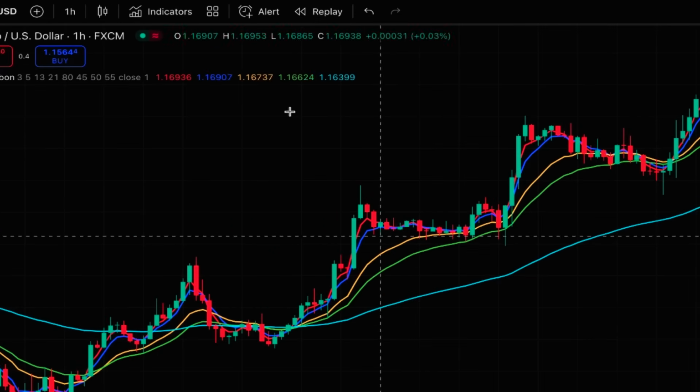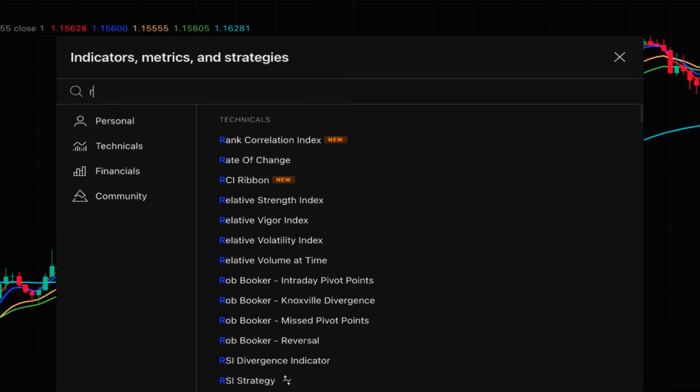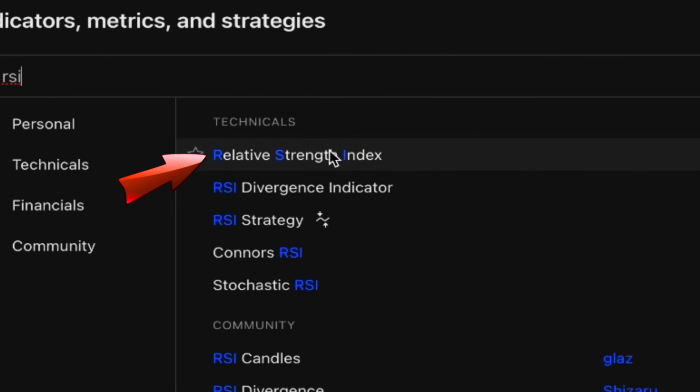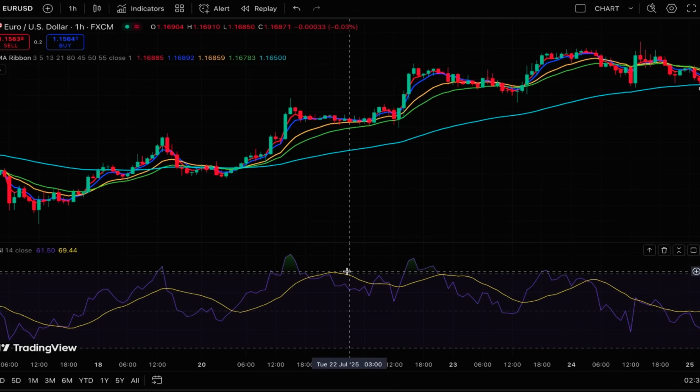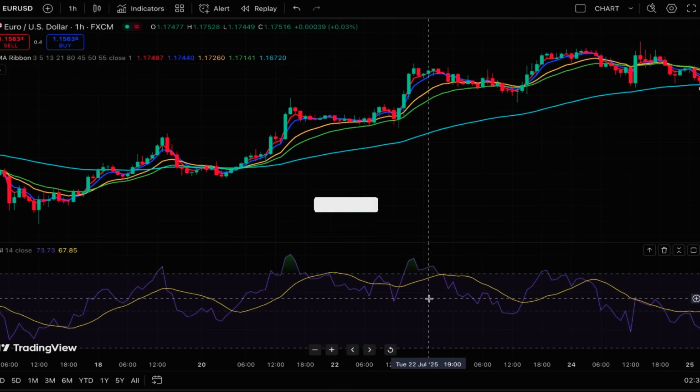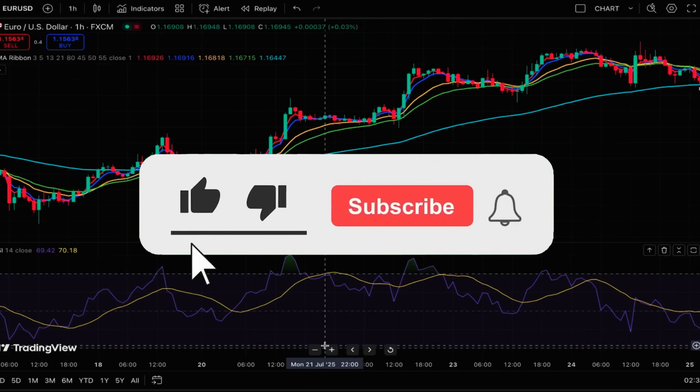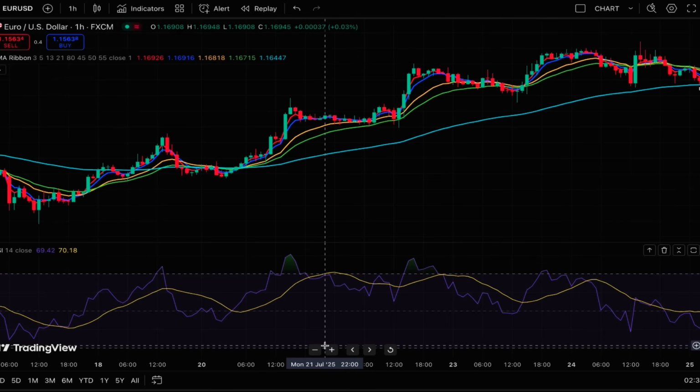And now we need to add another indicator, which is RSI. This one, Relative Strength Index. And we're going to use it with the default settings. So we don't change the settings of RSI. Alright, everything is already set on the chart. And let's see how we trade based on this trading strategy. It's very easy, and you just need to pay attention to the points that I'm going to explain.